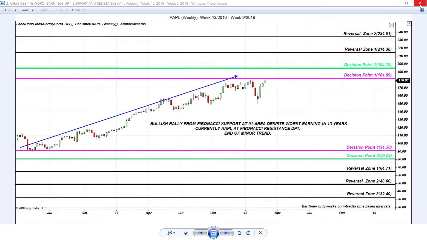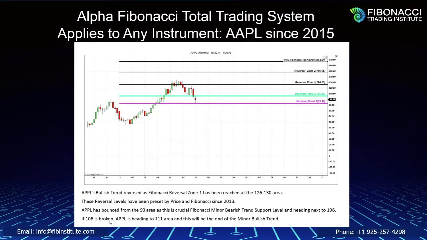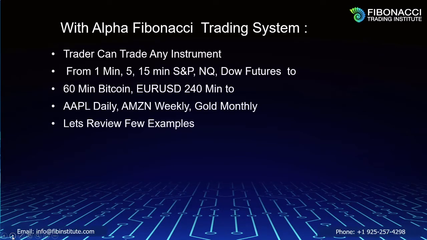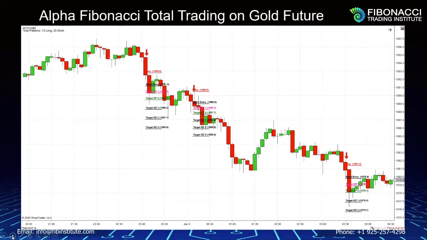So, day trading not your cup of tea? Use this system for long-term positions. With the Alpha Fibonacci Trading System, a trader can trade any instrument from FAN, 5, 15, S&P, NQ, Dow, Bitcoin, Euro, Pound, Apple, Amazon, Gold, monthly. Let's review more examples, shall we?